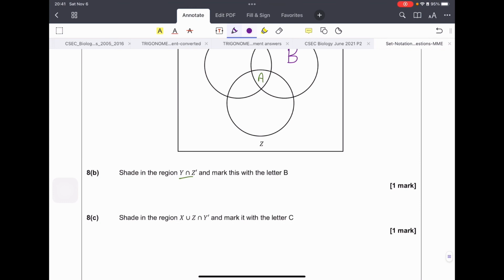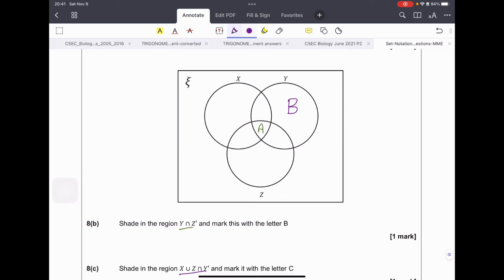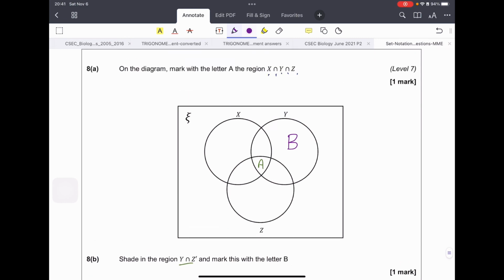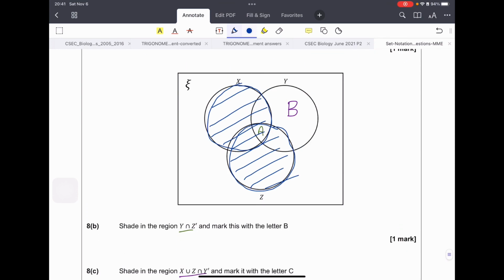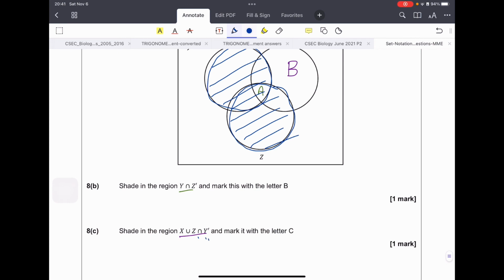And finally, we have a big one. X union Z intersect Y prime. So they put a union and an intersect in there for us to try to fool us, okay? So let's find out X union Z first. So X union Z is X and Z combined. So everything there, right? So that is in this circle and this circle. So everything here. X union Z. And finally, intersect Y prime.